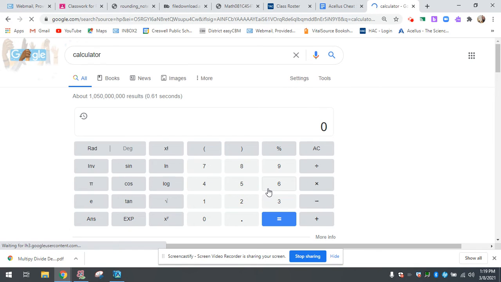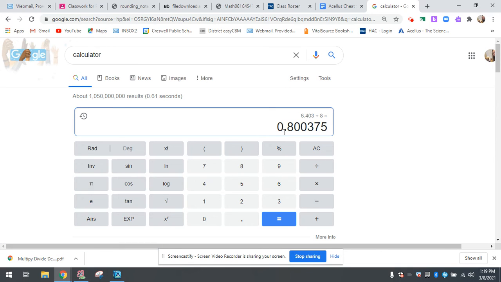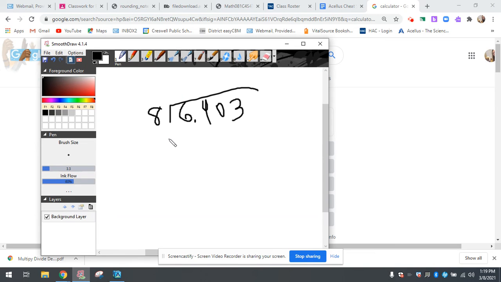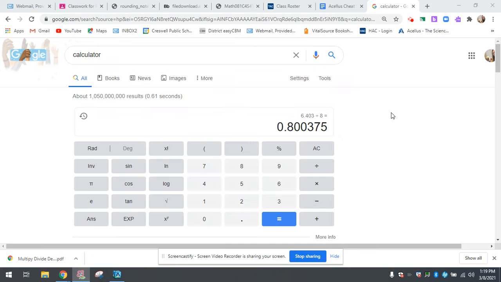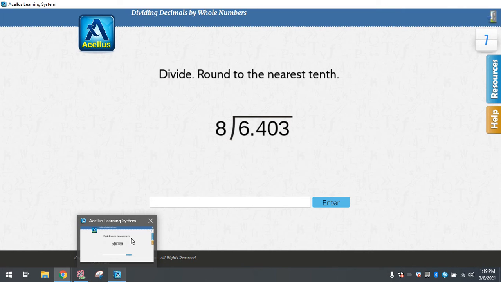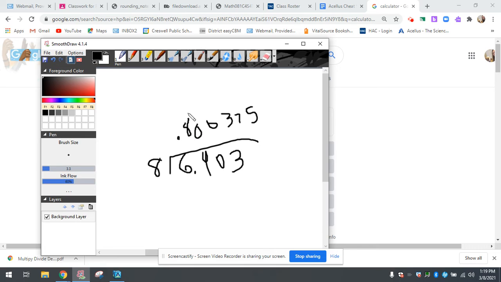6.403 divided by 8 equals 0.800375. So I'm going to write that. So this decimal is out of the millions. Tenths, hundredths, thousandths, ten-thousandths, hundred-thousandths, millionths. So it's out of millionths.